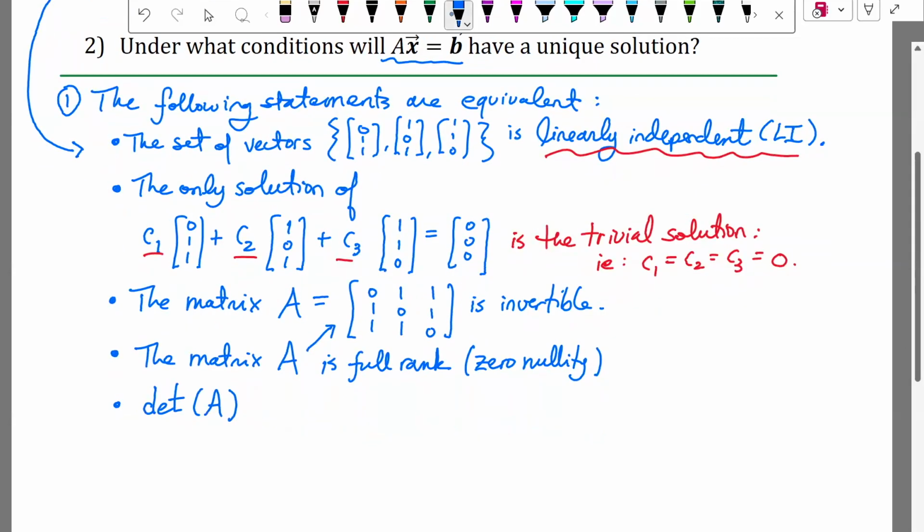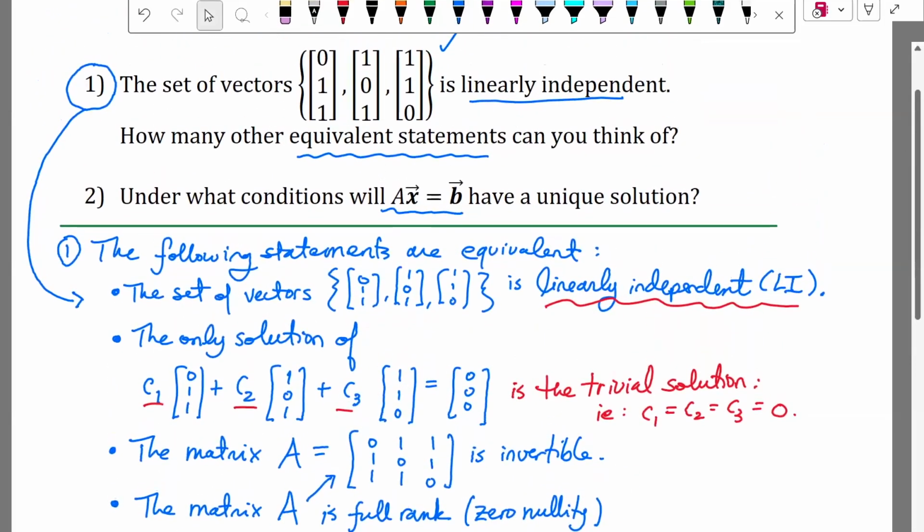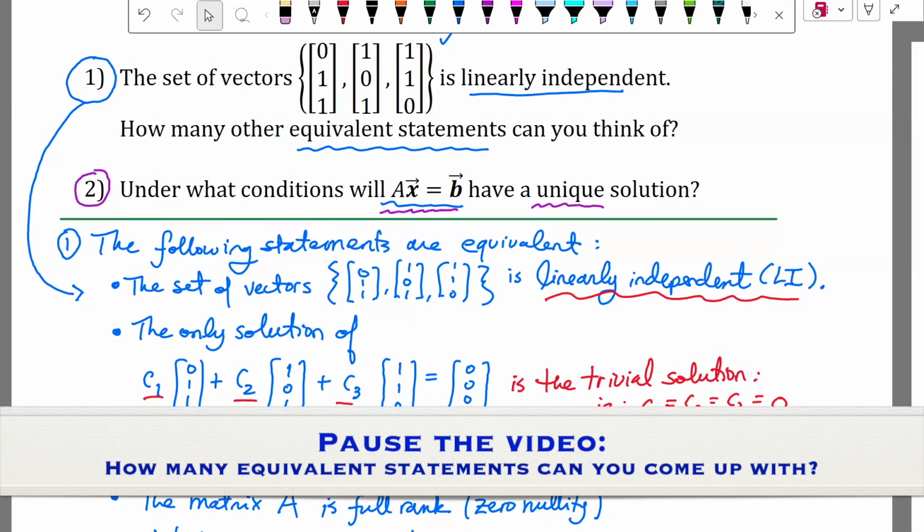Another commonly used test is to look at the determinant of the matrix A, and if the columns are linearly independent, then the determinant is not going to be 0. So this concept of the matrix A being invertible or the columns of A being linearly independent is very strongly connected to the question of when the system that involves that matrix A, AX equals B, will have a unique solution. Pause the video and see how many different statements you can come up with.